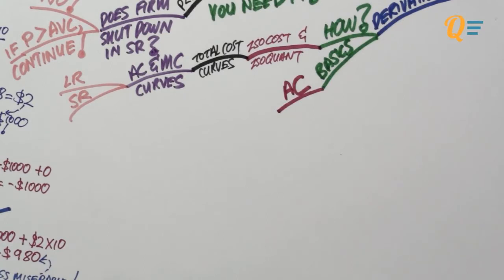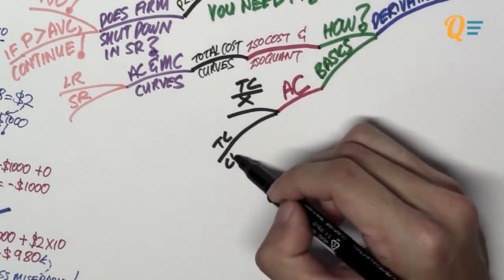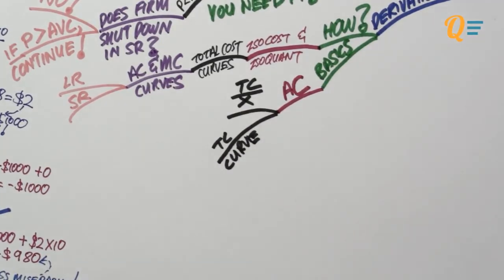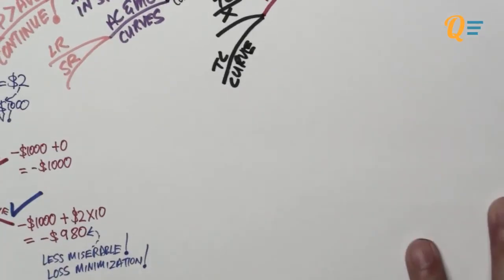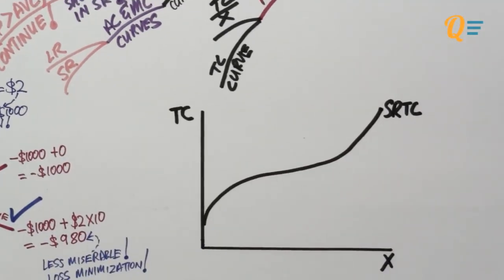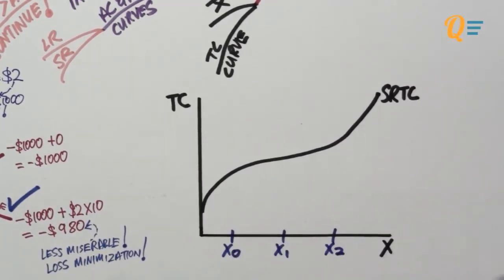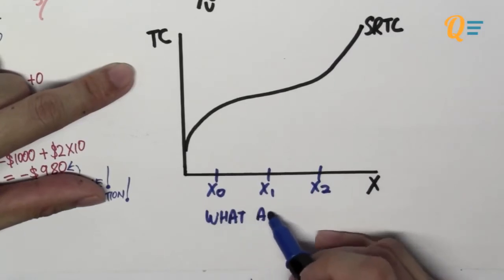We know that to calculate the average cost, you need to take the total cost divided by the total quantity of X. Okay, and you're going to need the total cost curve. I'm now going to very quickly draw a short run total cost for the purpose of our demonstration. Now you're trying to find the average cost for different levels of production. So you're trying to find the average cost for X0, X1, and X2.